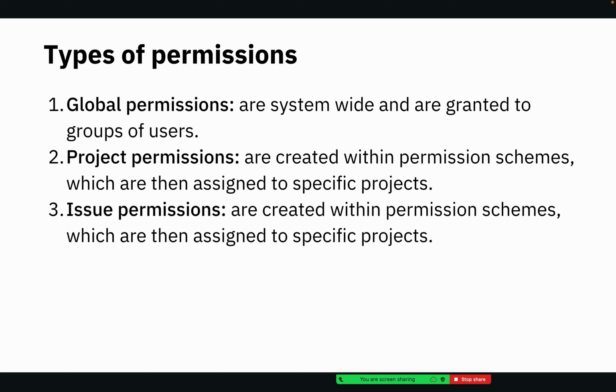Now the types of permission: global permissions, project permissions, issue permissions. Whenever you are assigning permissions, maybe you are assigning at the global level. Some permissions can be at the project level, right? Project level means in the project you are allowed or not allowed to create a project or delete a project. Issue permissions: are you allowed to create an issue? Are you allowed to make a transition of that issue from one status to another status? So you can do all these things.